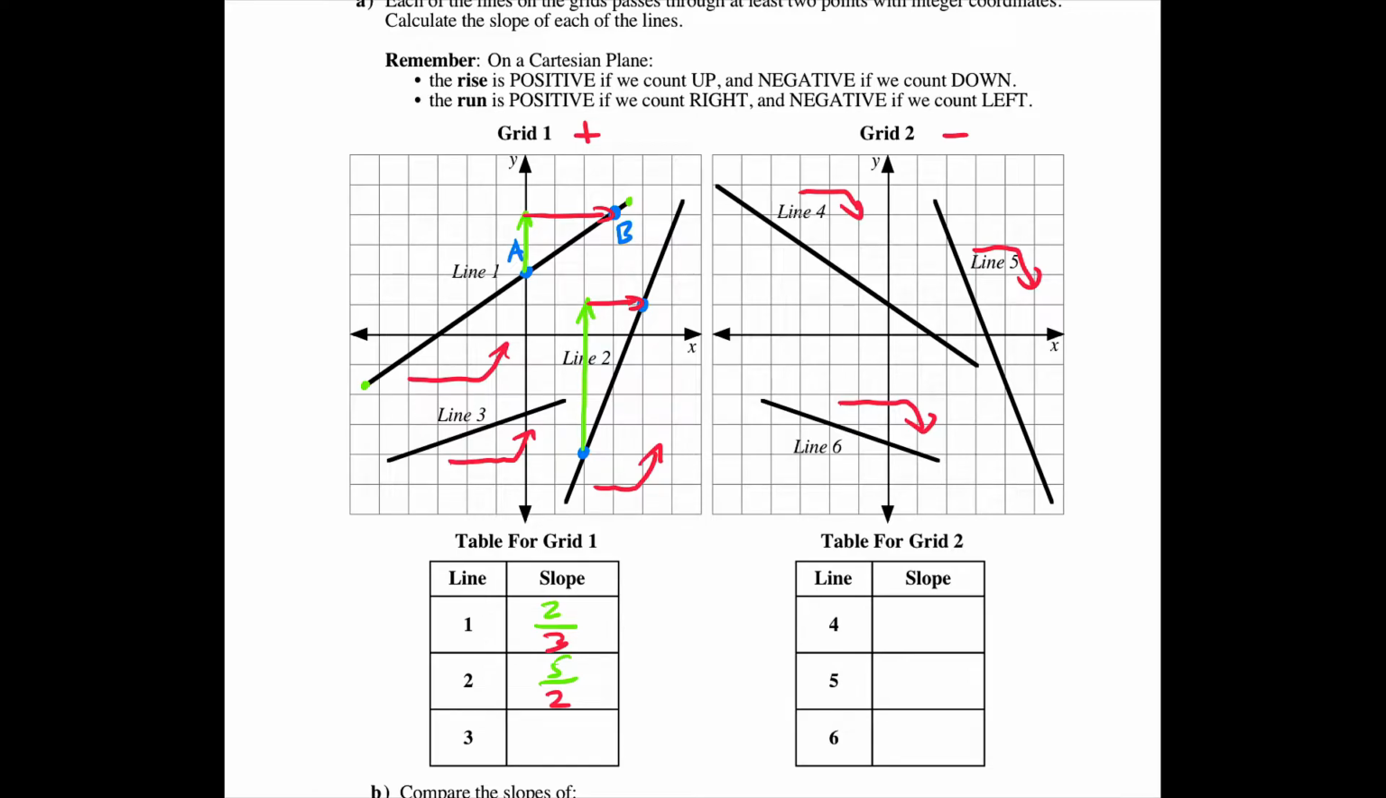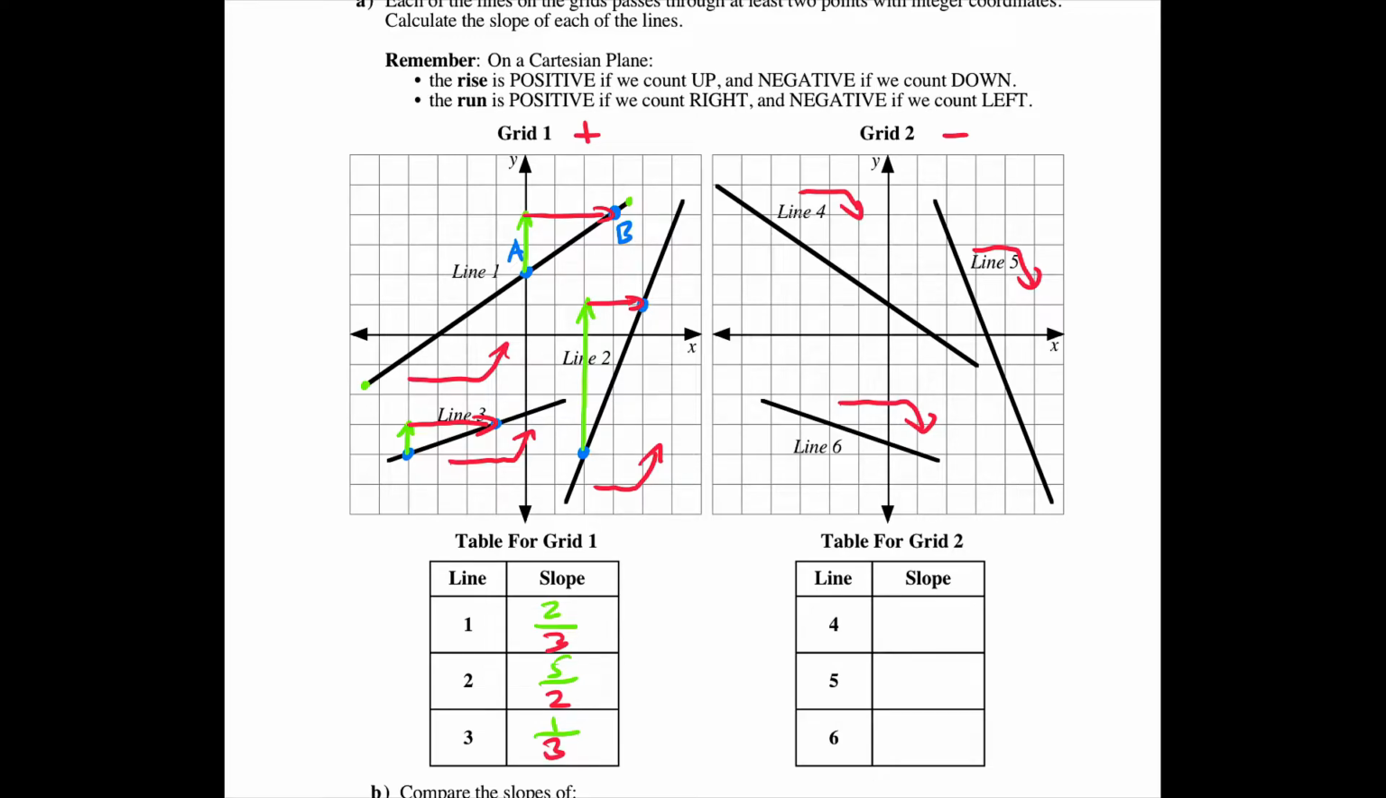And the third one, again, find 2 points. So there's 1 point, there's 2 points, and I'm going up 1 unit, and I'm moving to the right 1, 2, 3 units. So it has a slope of 1 over 3.